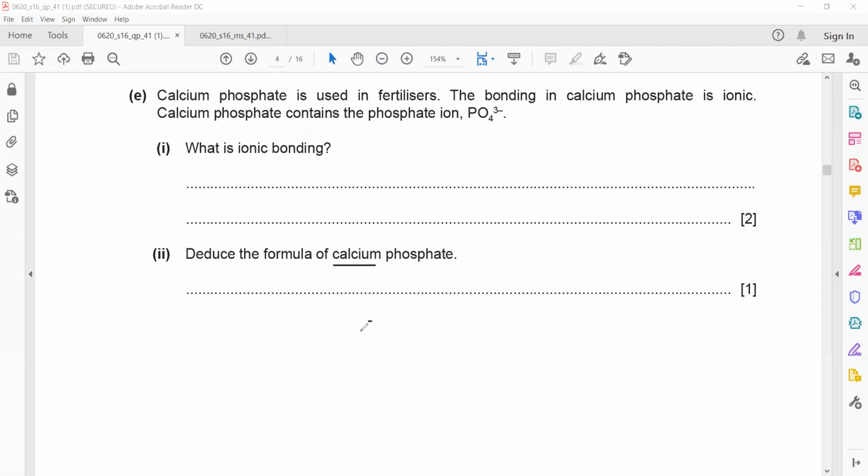Calcium, symbol is Ca. Phosphate, it's PO4. The charge on the phosphate is 3 minus or -3. And calcium, because it's group 2, the charge is plus 2. So when the valencies are not the same, you cross multiply. So when you cross multiply to write a chemical formula, it will be Ca3, PO4 in a bracket, then 2. So that's the formula.